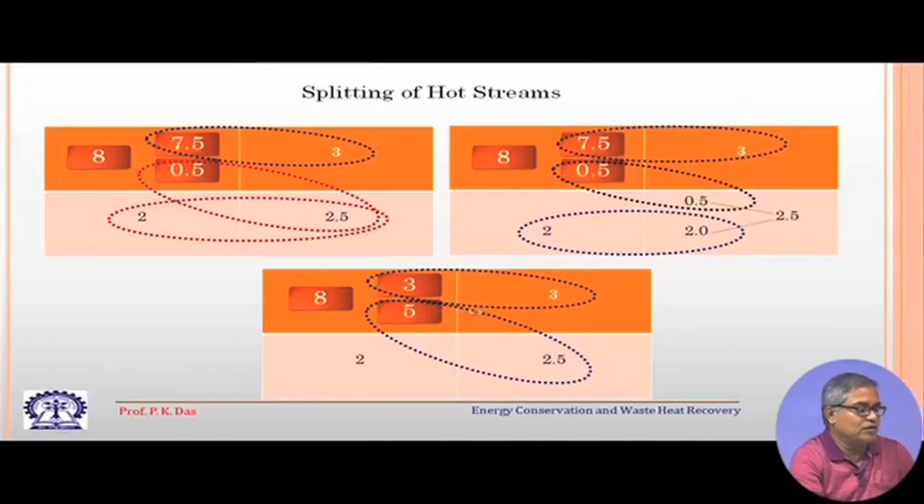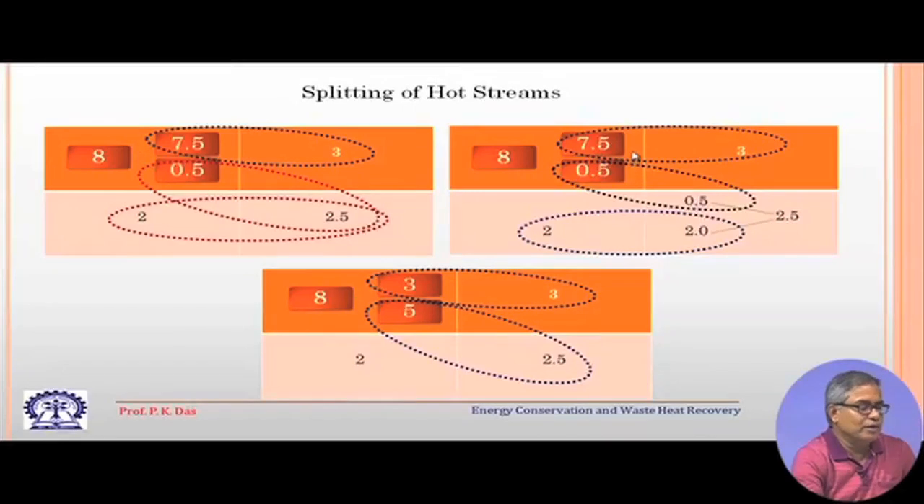So, this match is also possible. So, this is one possible solution, that the stream 8 can be divided into two streams, and both these streams should be selected in such a way so that either they are higher or equal to the value of CH of the 2 cold streams. Another kind of splitting is possible.